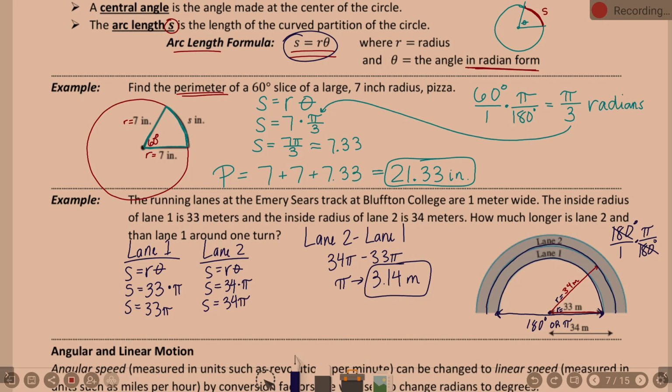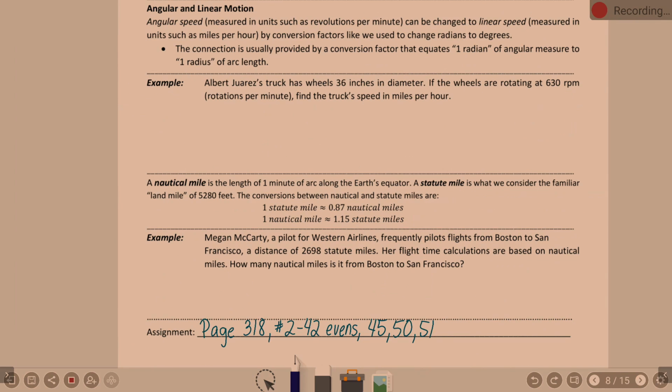So angular speed can be measured in something such as revolutions per minute, or RPMs. You might have a dial on your car dashboard that says RPMs. Angular speed can be changed to linear speed. Linear speed is what you more normally think of, such as miles per hour, feet per minute, and so forth, by conversion factors, like what we use to change radians to degrees.